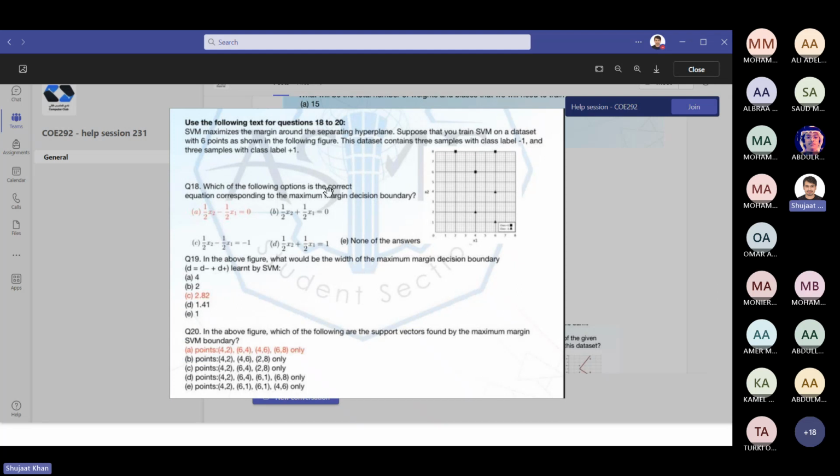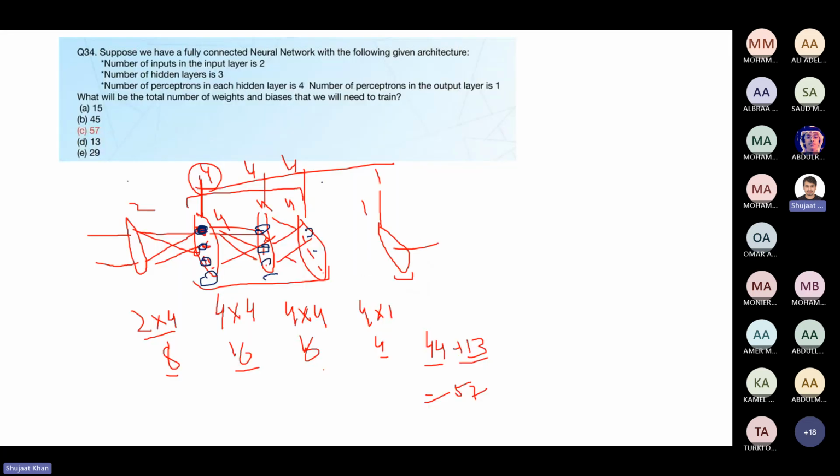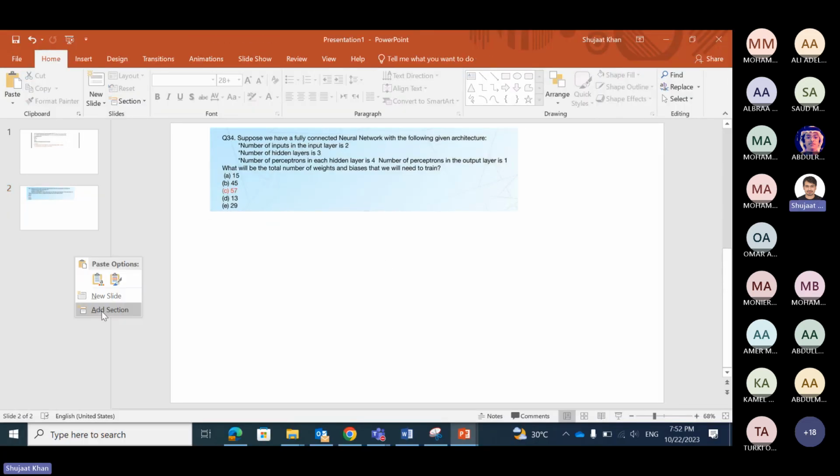Can you see my screen? Yes, we can. Do you want me to continue? If you have any question here, we can. Otherwise, we can move to the next question.